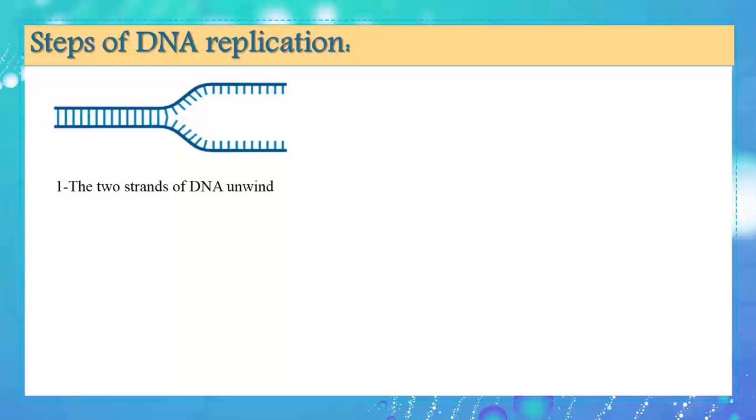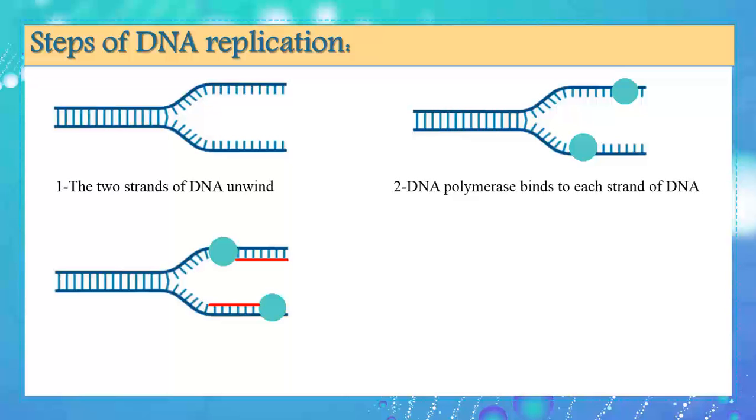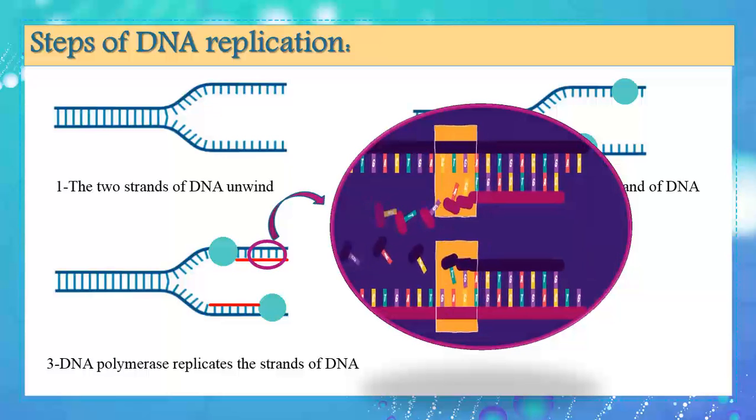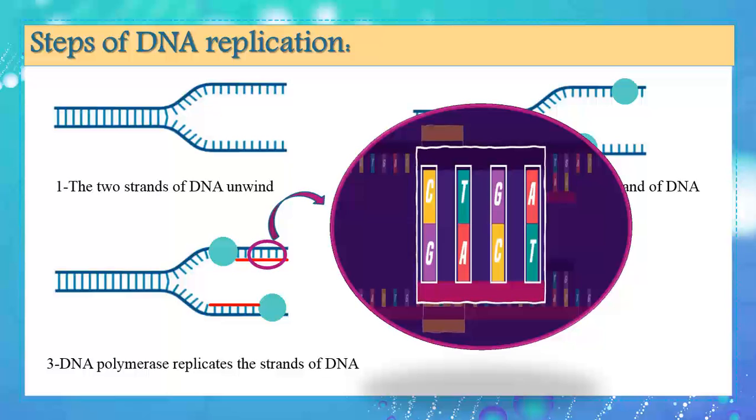So let's list the steps of DNA replication, where in the first step, the 2 strands of the double helix unwind. An enzyme called DNA polymerase binds to each strand of the DNA molecule. Then this DNA polymerase will start replicating or duplicating the strands of DNA by adding complementary base pairs. A is complementary to T and G is complementary to C.